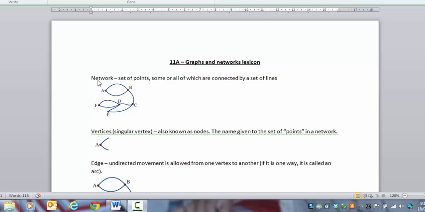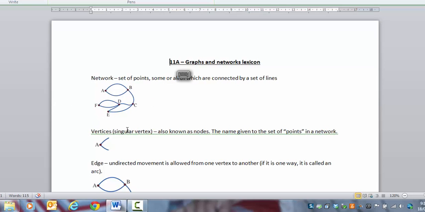So first things first, a network is a set of points, some or all of which are connected by a set of lines. And those points and lines have specific terms that are used to describe them. So let's move that. This is an example of a network here.